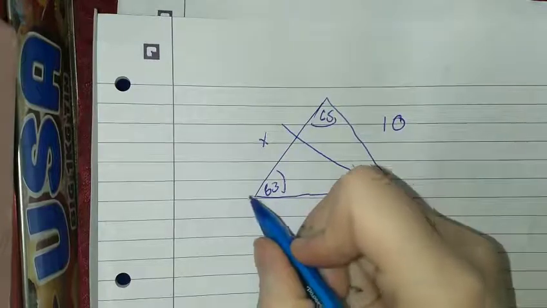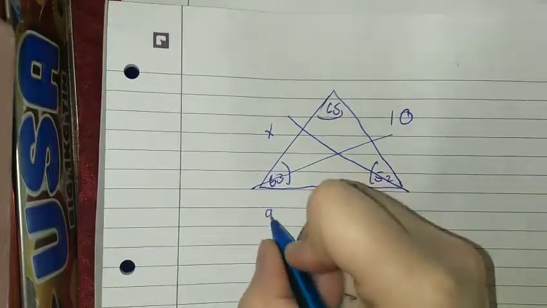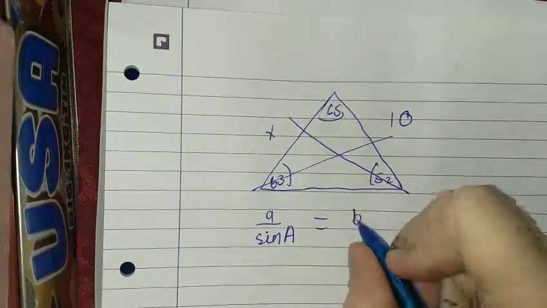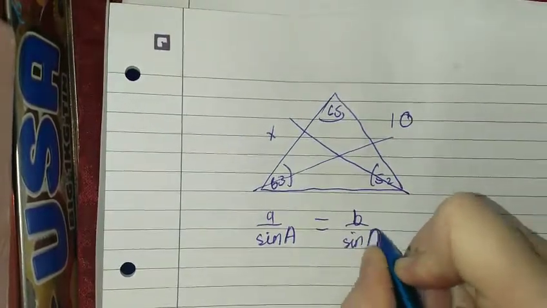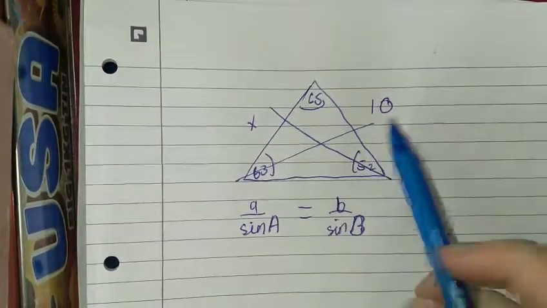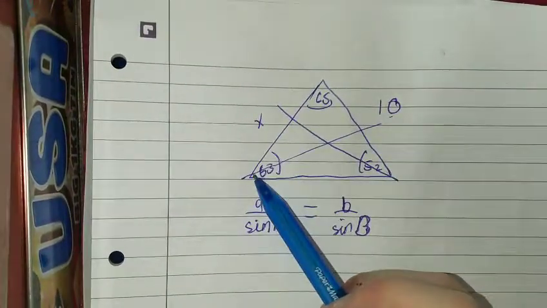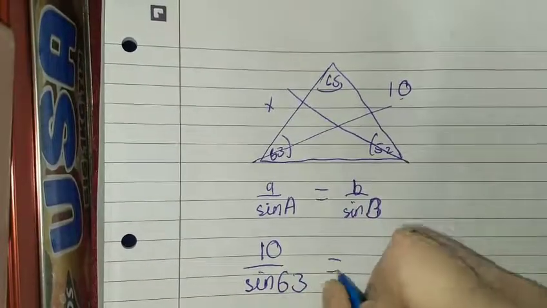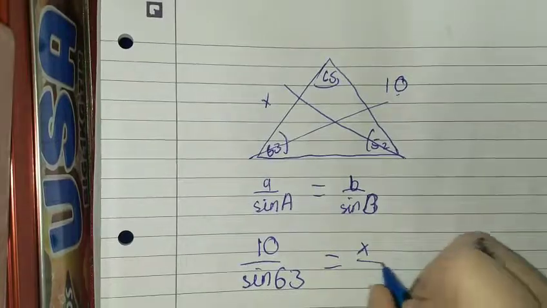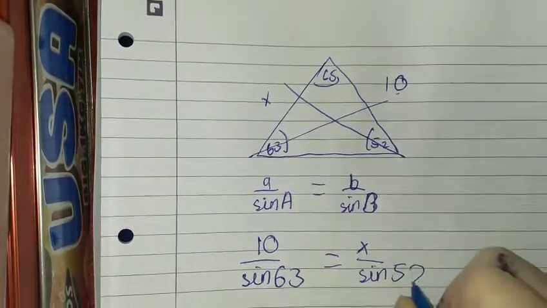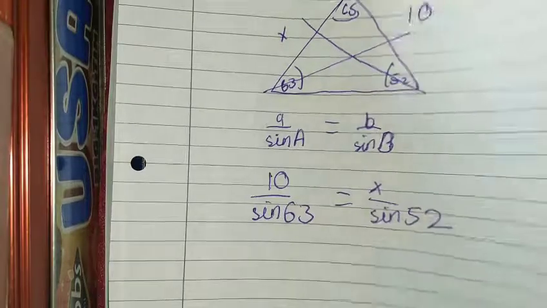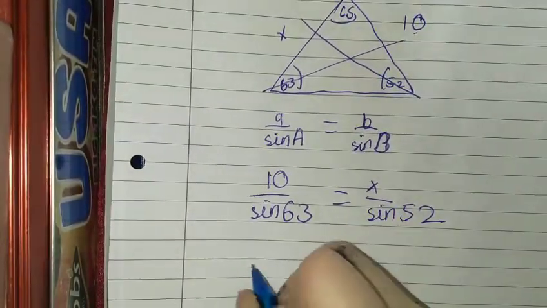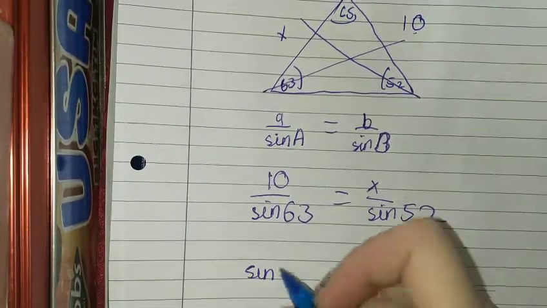So we drew a line from here to here, and then our formula is a over sin A: the side over the sine of the angle opposite it is equal to the other side over the sine of the angle opposite it. So we can write 10 over sin 63 is equal to x over the sin of the angle opposite it, which is 52. Now what I would like to do is get x by itself. So I could multiply both sides by sin of 52, which is the same as dividing by sin of 52 on that side.